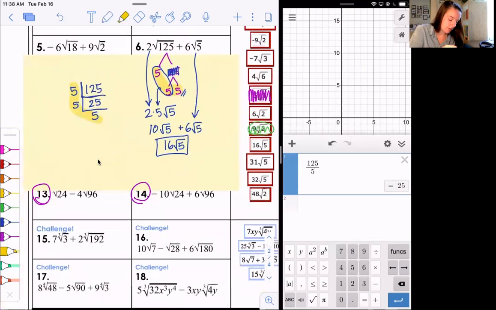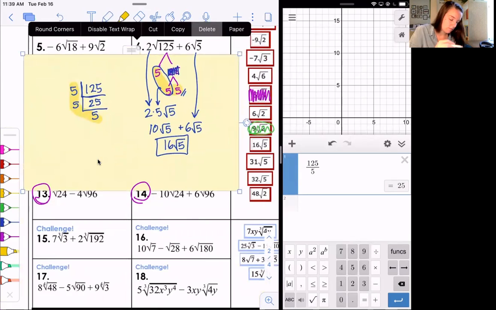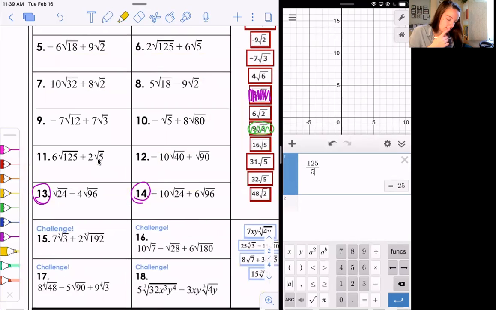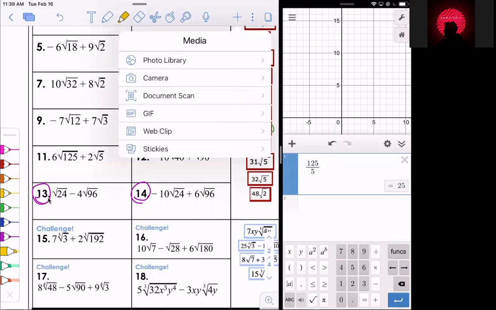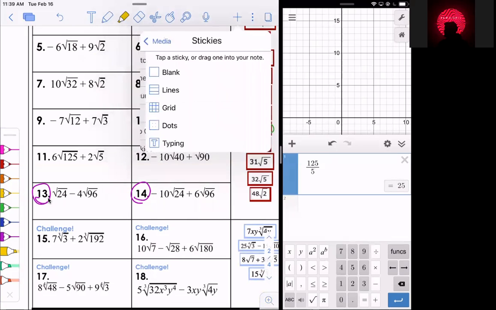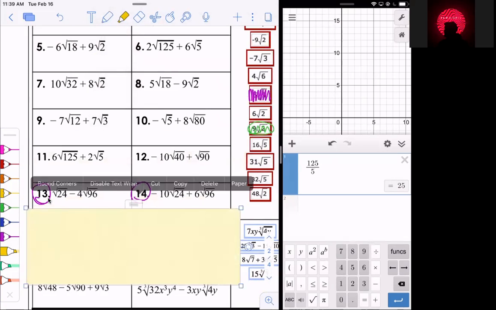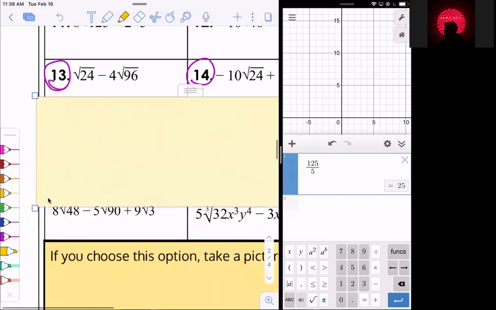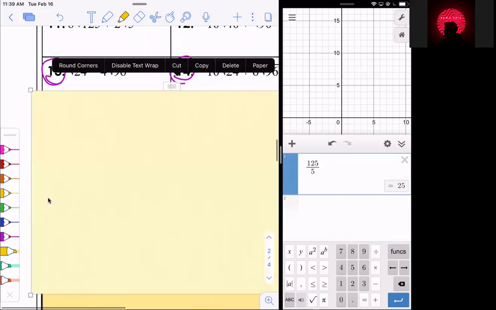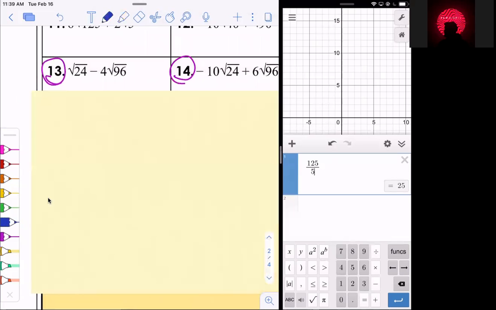Okay, is there another one of the big numbers you want to try it on? 11? Well, 11's the same big number. You want to try 96? You want to try 13? Okay, let's try 13.